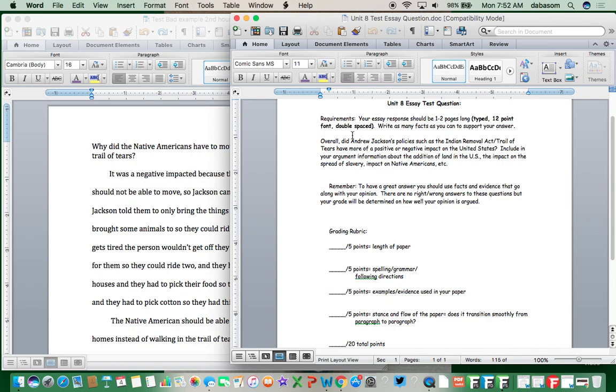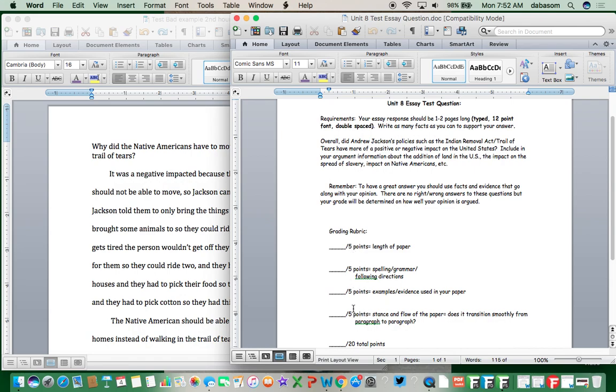Include in your argument information about the addition of land, the impact of the spread of slavery, and the impact on Native Americans. Remember, to have a great answer, you should use facts and evidence that go along with your opinion. There are no right or wrong answers to these questions, but your grade will be determined on how well your opinion is argued. And then here's your grading rubric, 20 points total.